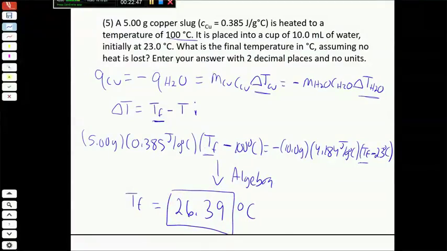All right, and so if you're doing problems like this that ask you to find the final temperature when you're mixing two things together, one that's hot, one that's cooler than that, your number should be in between the two values. So the water started out at 23, the copper started out at 100, and so whatever number you get should be between 23 and 100. If it's not, then you messed something up. And then you use, again, the equations that we gave here to figure out what that exact number would be.